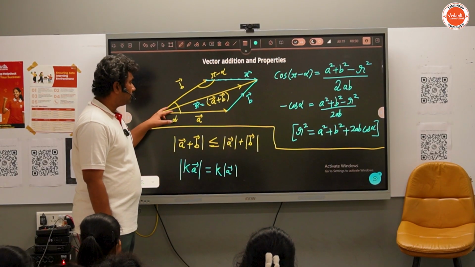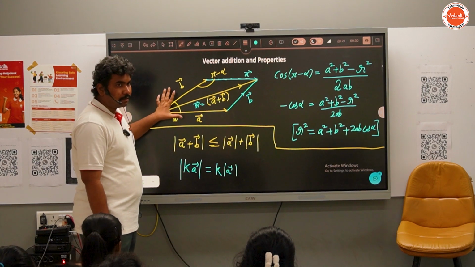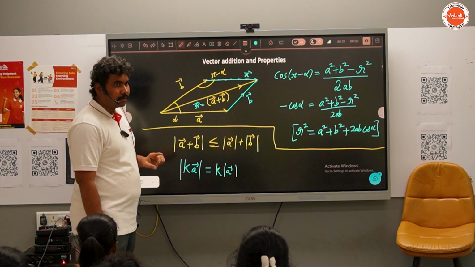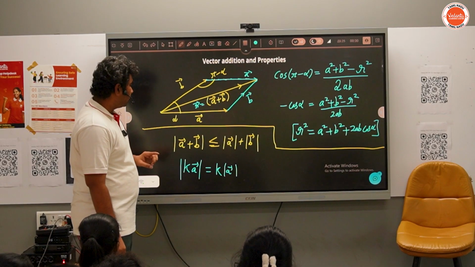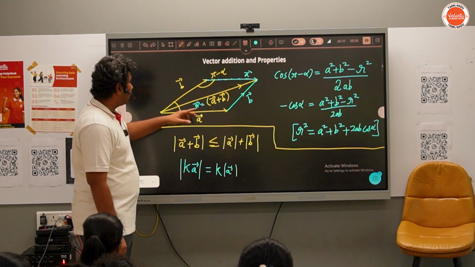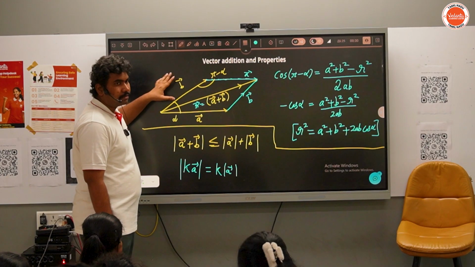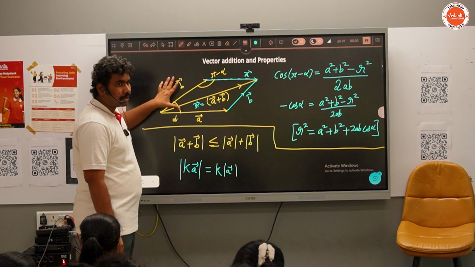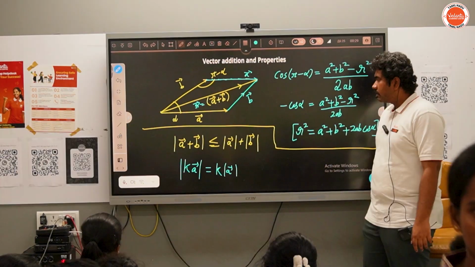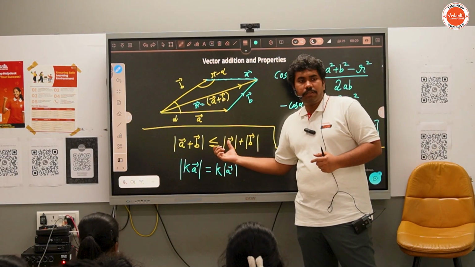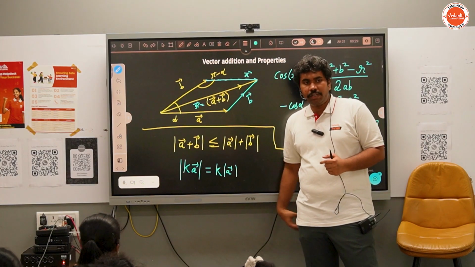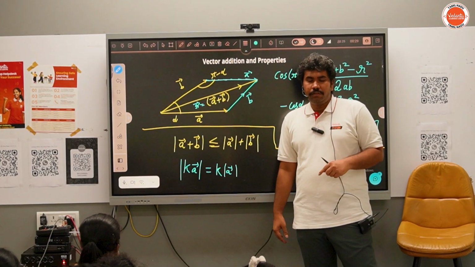If both are equal, then |a + b| ≤ |a| + |b|. So equal to angle... what angle, if a vector equals b vector? So in that case you are asking if modulus of a vector plus b vector equals modulus of a vector plus modulus of b vector, what angle will it be? It will be 0.